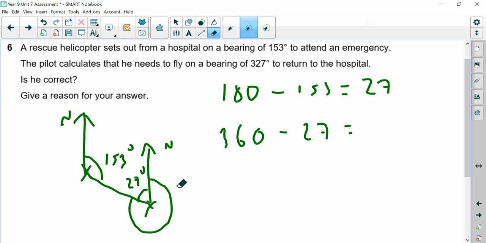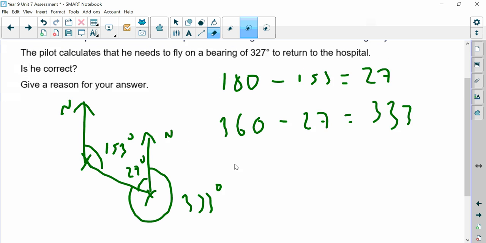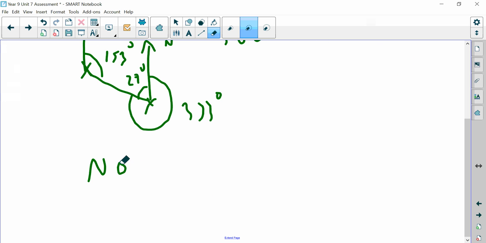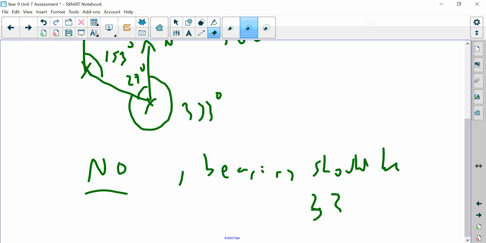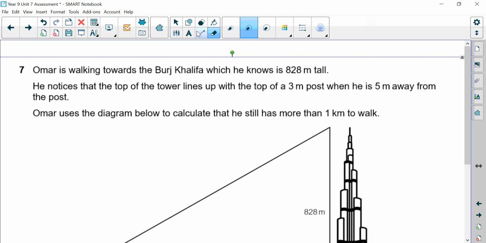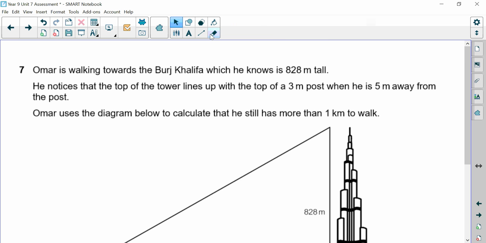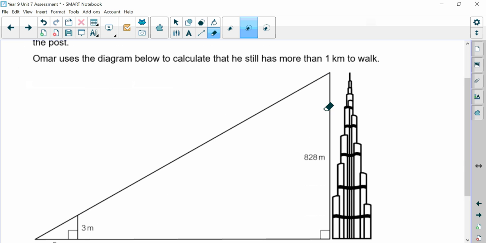So 360 take away 227, and you're left with 333 degrees. So your bearing is 333, not 327. So no, the pilot is wrong. And you should state that the bearing should be 333 degrees. Okay?